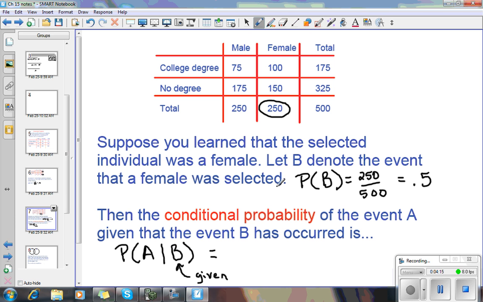So now we have 100 out of 250, which reduces to 2/5, which would be 0.4. This is called a conditional probability. So we've narrowed it down. It no longer was the entire sample space. Now it was just the females. There were 100 out of 250. So we were given the condition that it had to be a female. What's the probability that they earned a college degree? And I'm going to show you how we can develop a formula using a Venn diagram.